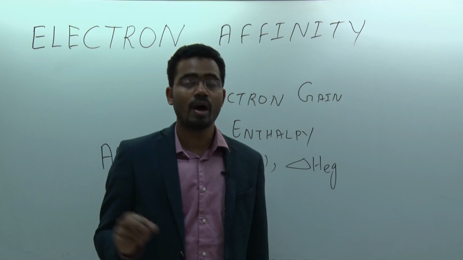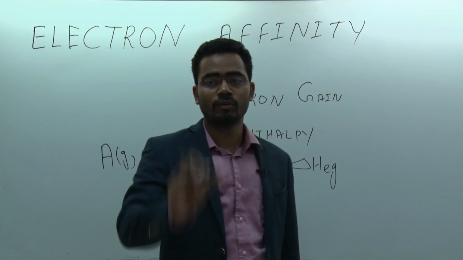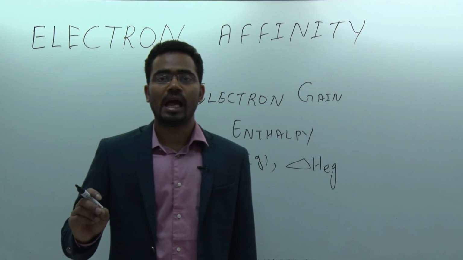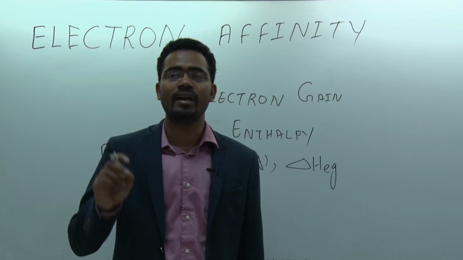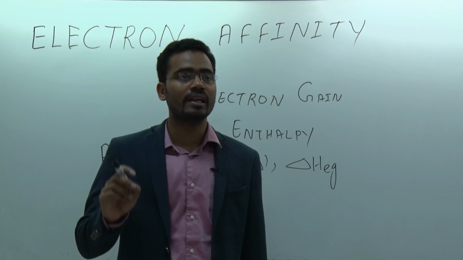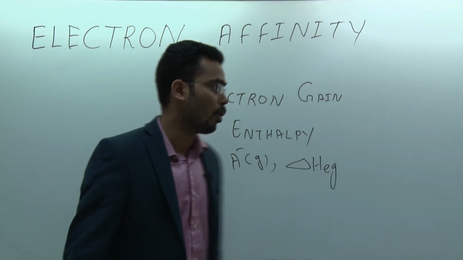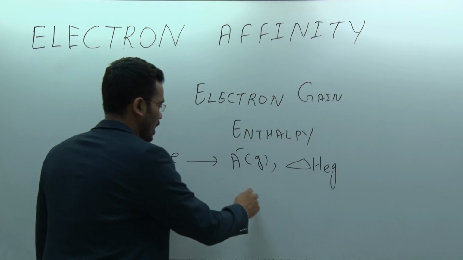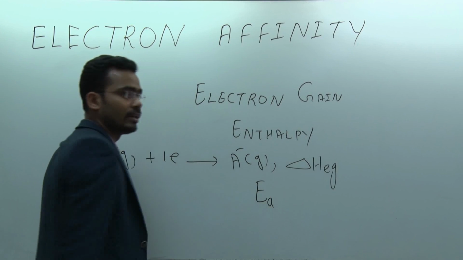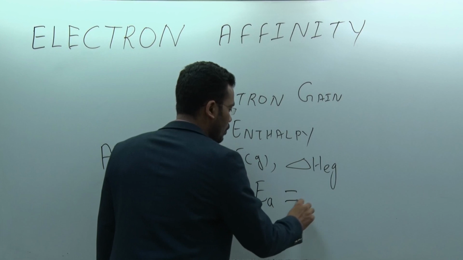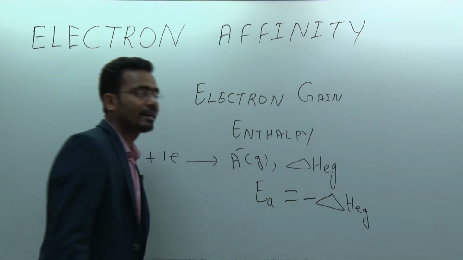Got it? Now what is electron affinity? So write down electron affinity. Electron affinity is the energy released when an electron is added to an element in its gaseous state. Therefore, for this reaction, electron affinity is denoted by EA, which will be equal to minus of delta H, that is, minus of the electron gain enthalpy.